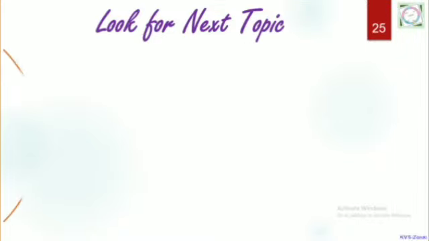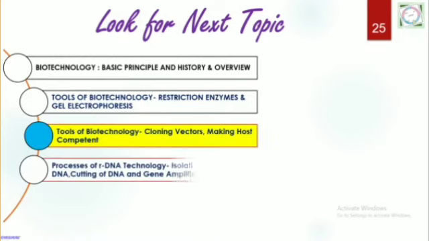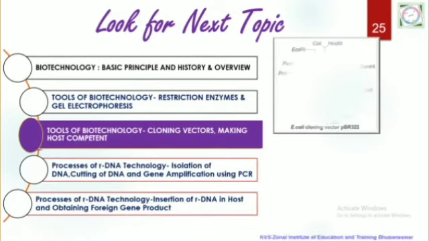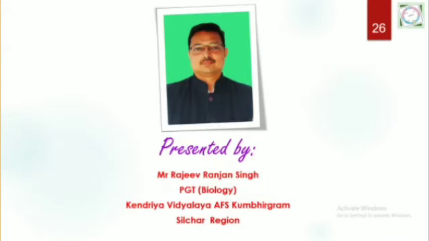So the next topic. We have seen biotechnology, basic principles and history and overview. We have read about tools of biotechnology, restriction enzyme and gel electrophoresis. In the coming video, we'll be reading about tools of biotechnology, cloning vectors, and making host competent. So keep tuned and get more information on these topics.